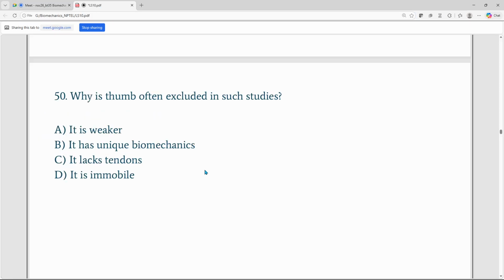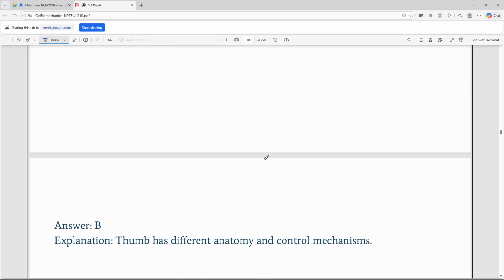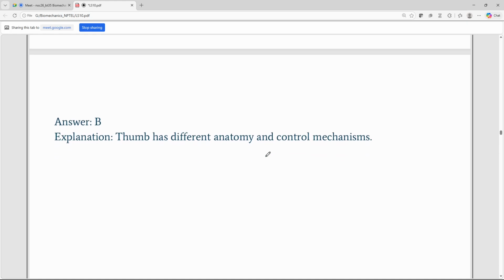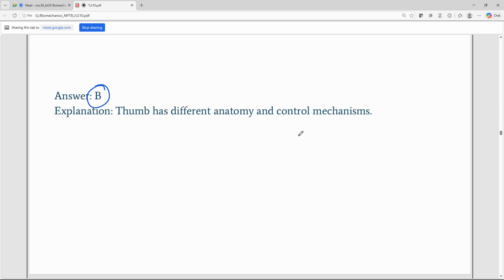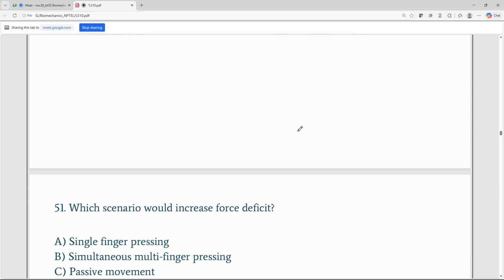Answer is option B. It has unique biomechanics. The thumb is anatomically very different from the other fingers, and it has its own control mechanisms. So the thumb is often excluded from such studies. Option B, it has unique biomechanics due to its anatomy and dedicated control mechanisms.